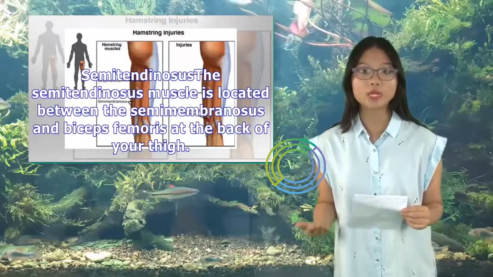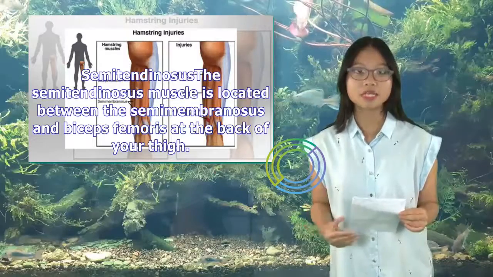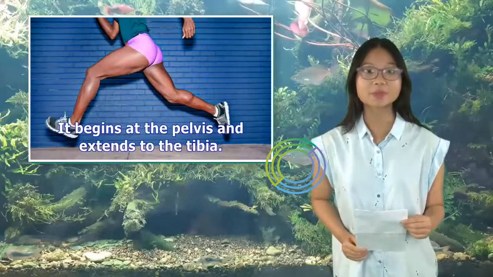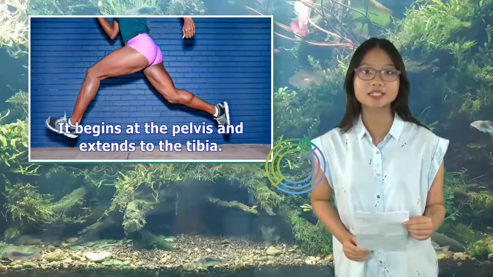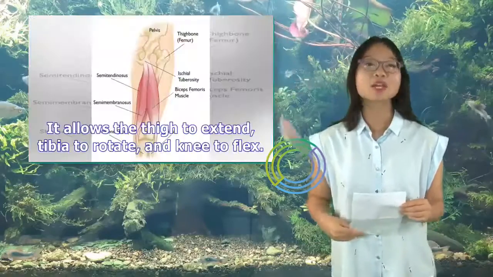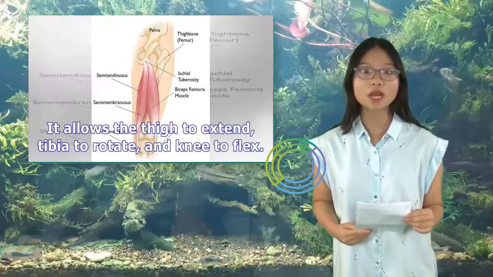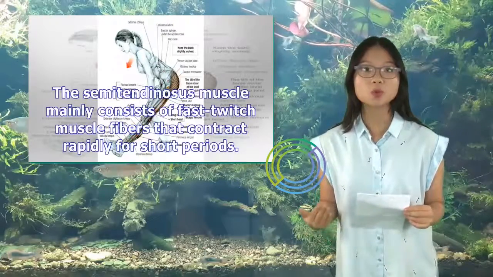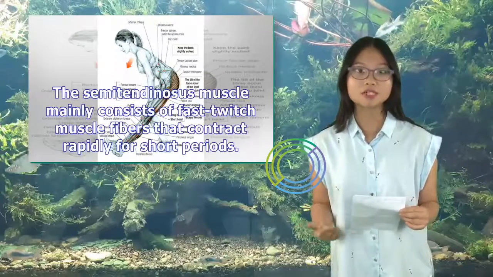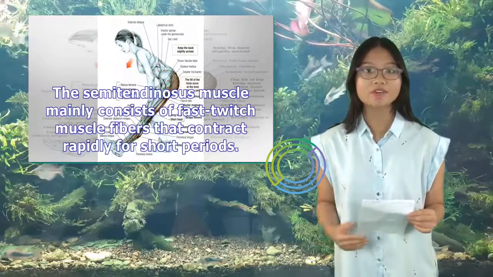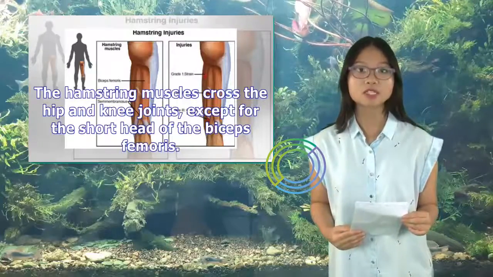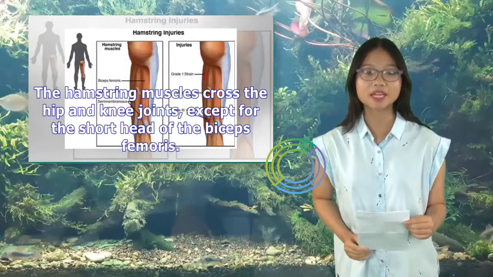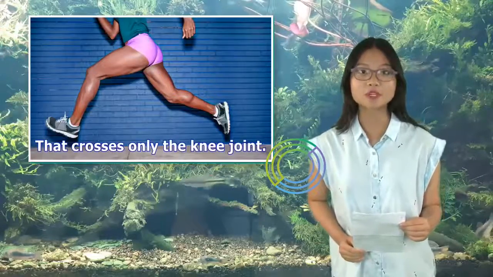Semitendinosus. The semitendinosus muscle is located between the semimembranosus and biceps femoris at the back of your thigh. It begins at the pelvis and extends to the tibia. It's the longest of the hamstrings. It allows the thigh to extend, tibia to rotate, and knee to flex. The semitendinosus muscle mainly consists of fast-twitch muscle fibers that contract rapidly for short periods. The hamstring muscles cross the hip and knee joints, except for the short head of the biceps femoris. That crosses only the knee joint.